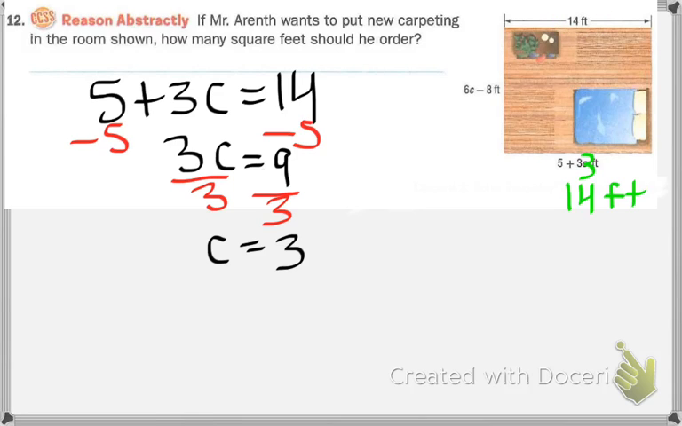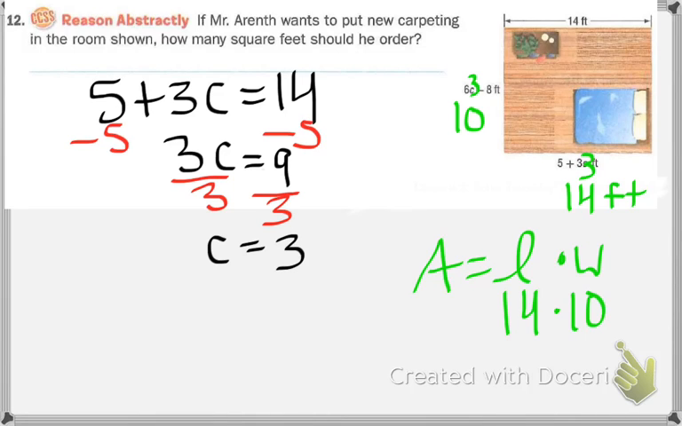Let's do the same thing for the width. If we plug in a 3 right here, we'll have 6 times 3. Well, that's 18. 18 minus 8 is 10. So that means our width is 10 feet. So our room is 14 feet by 10 feet. If the area is length times width, 14 times 10 is 140. So our area is 140. We're talking area, so 140 square feet. That's how big this room is. That's how much carpeting you'll need.